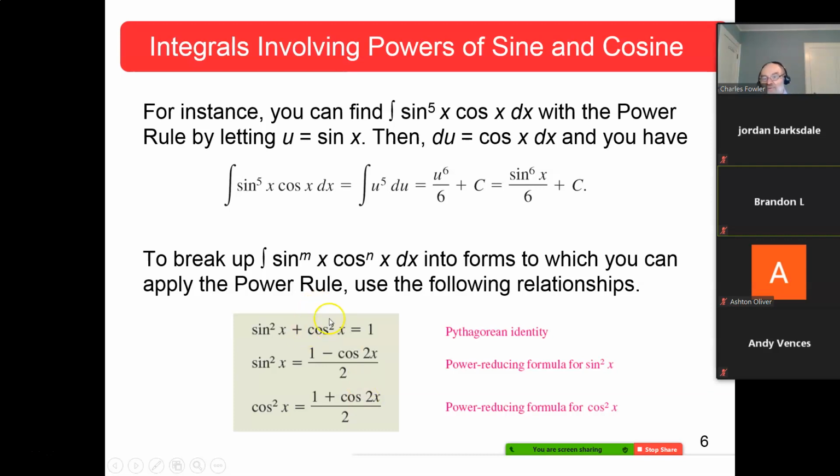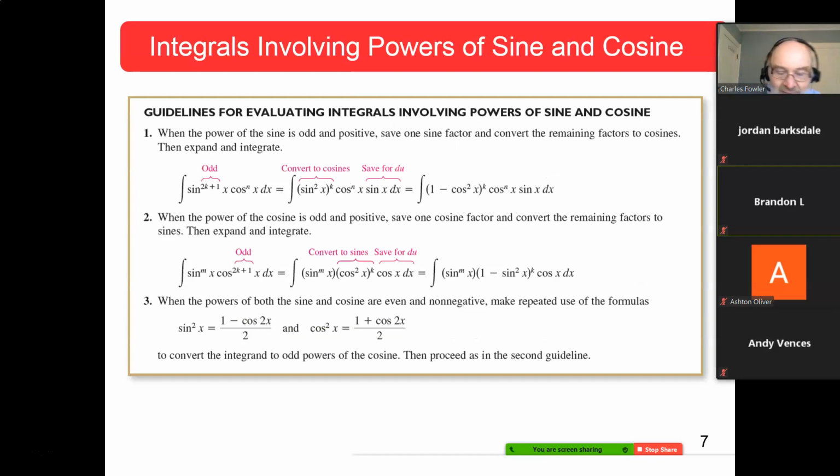This one we're going to rearrange and either have sine squared as 1 minus cosine squared or cosine squared as 1 minus sine squared. We'll use that, then we'll also use these two to reduce the power to something easier to integrate. That's the technique. So let's see how we're going to do it. Now, don't try to memorize these guidelines, but just get the concept of the guidelines in place, and I think you'll see what's going to happen with those.